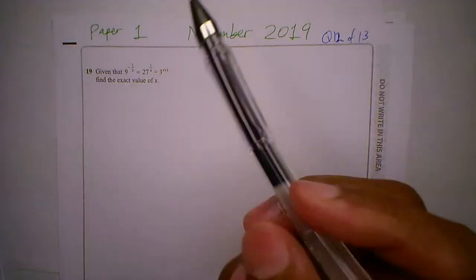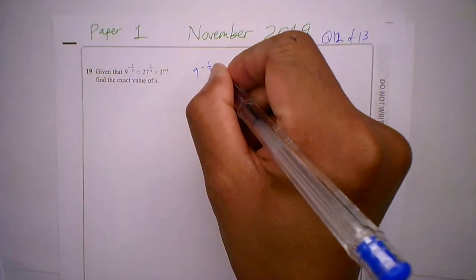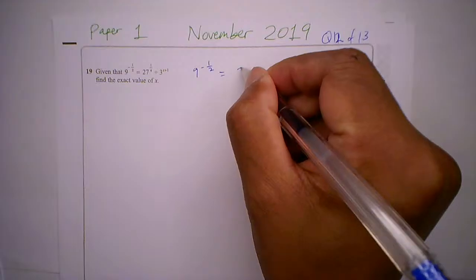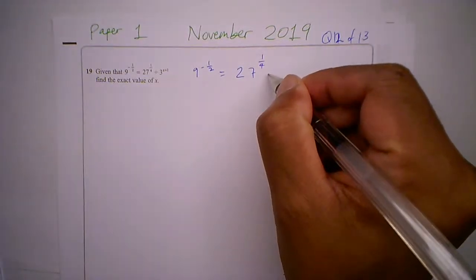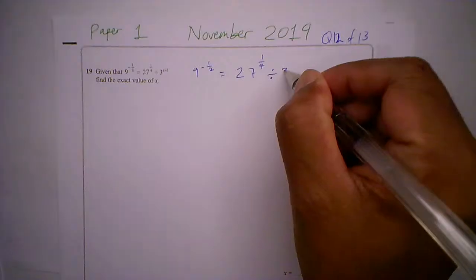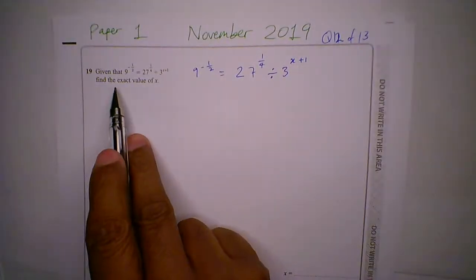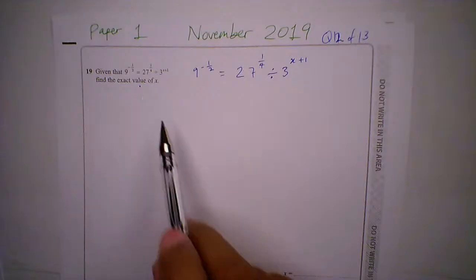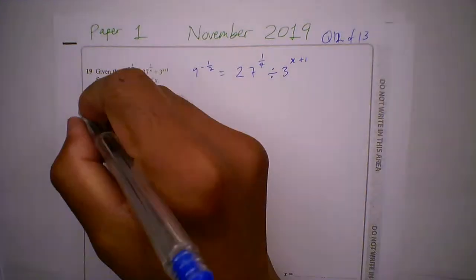Given that 9 to the power minus a half equals 27 to the power a quarter divided by 3 to the power x plus 1, find the exact value of x. So the first thing I need to think about is connections. What is connecting me?